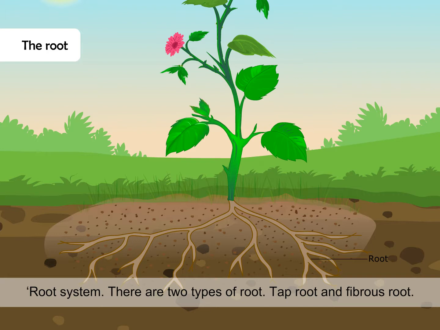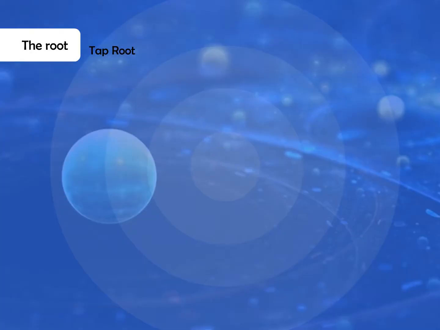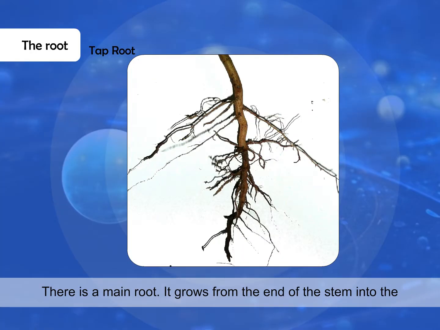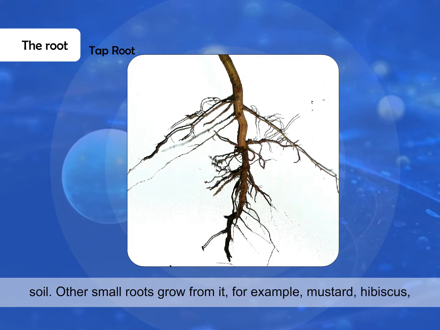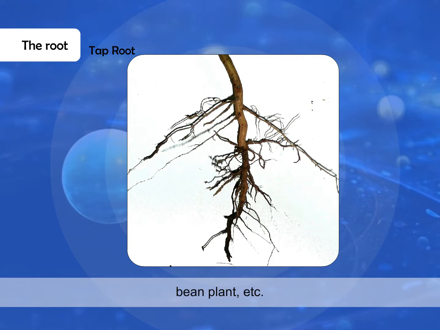There are two types of roots, taproot and fibrous root. Taproot. There is a main root. It grows from the end of the stem into the soil. Other small roots grow from it. For example, mustard, hibiscus, bean plant, etc.